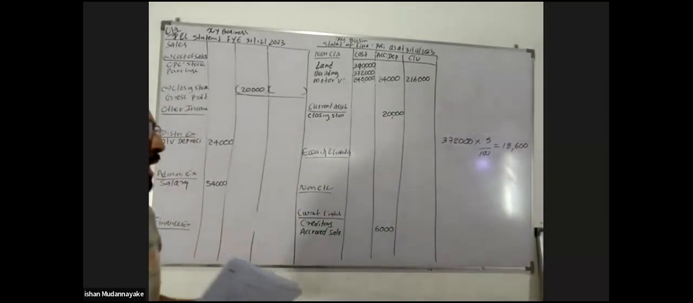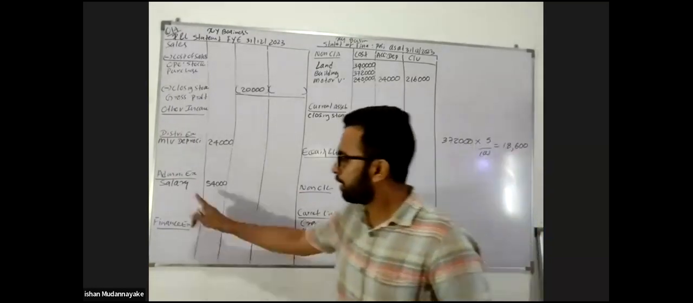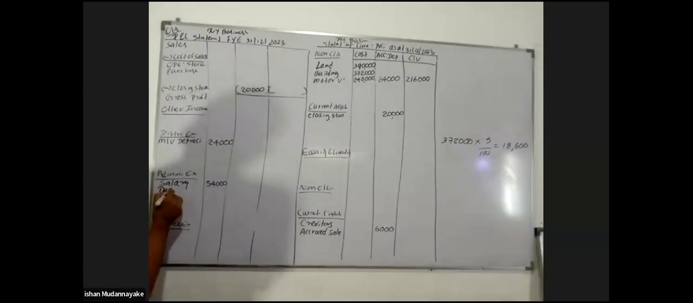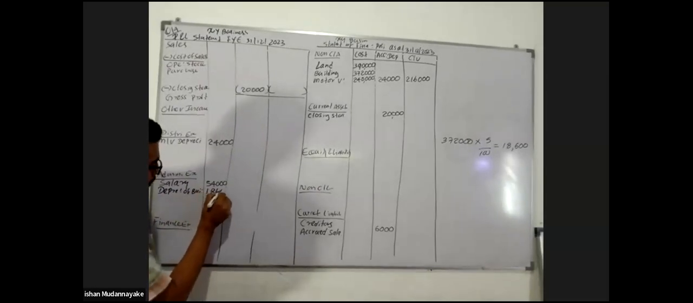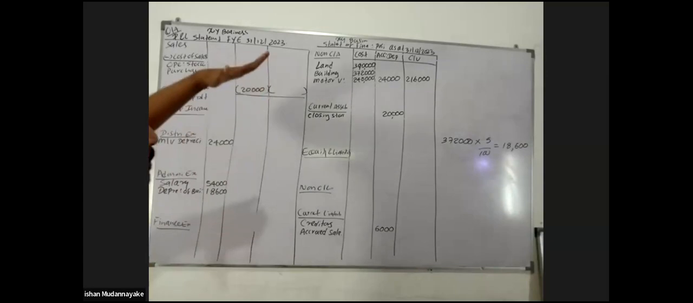Then building depreciation should be recorded under administration expense. We use the building for administrative activities. Therefore, depreciation of building should be recorded under administration expense. Under admin expense, write down depreciation of building, 18,600. Building depreciation expense account debit, accumulated depreciation account credit.